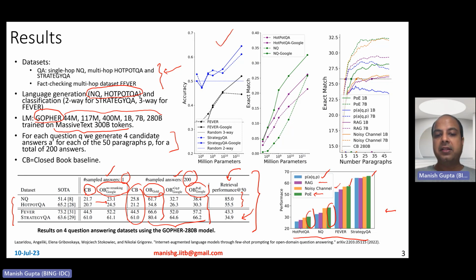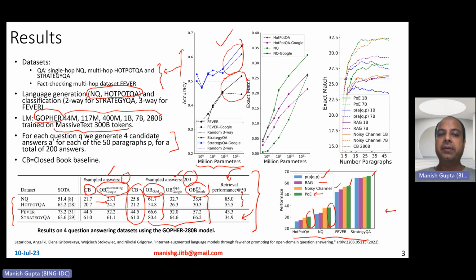What you see here is how scalability happens with the size of the model. You see 6 different sizes of models, and on the y-axis accuracy. These horizontal lines are essentially random accuracy. This is the chart for fever and strategy QA. Blue lines are for strategy QA, black lines are for fever. And especially in these classification kinds of tasks, you observe that the open book scenario helps in the slightly larger range of parameters, models with a larger number of parameters.